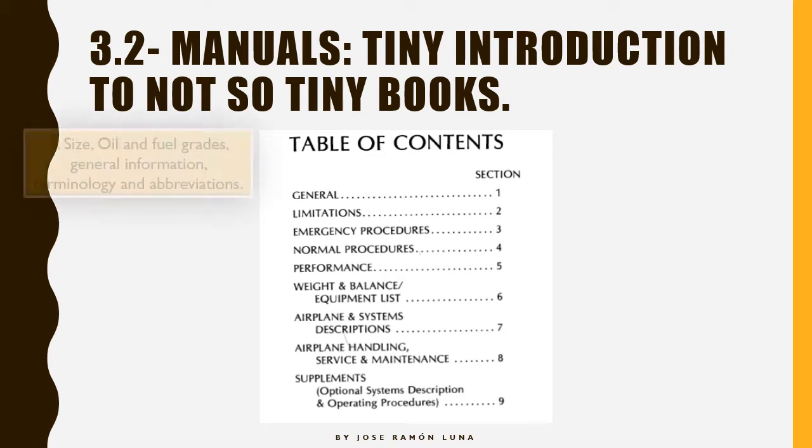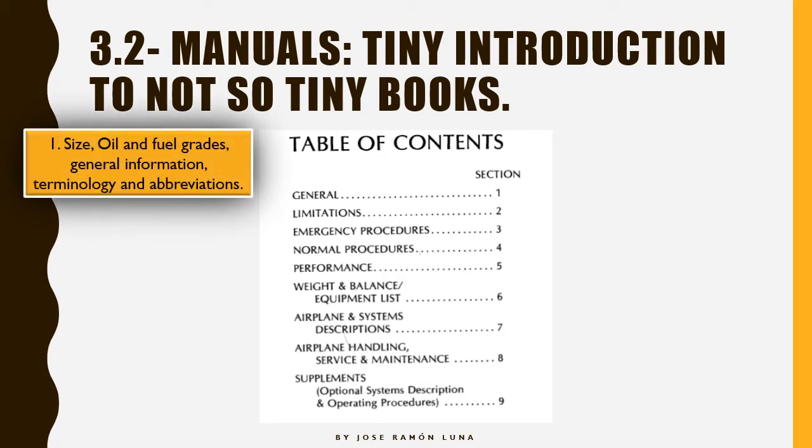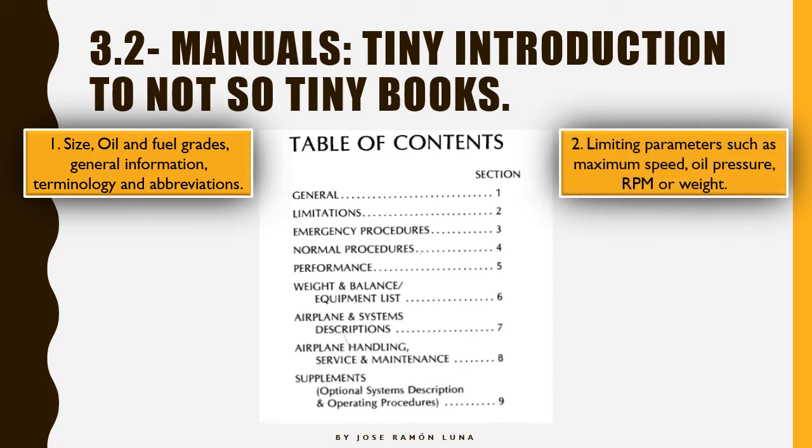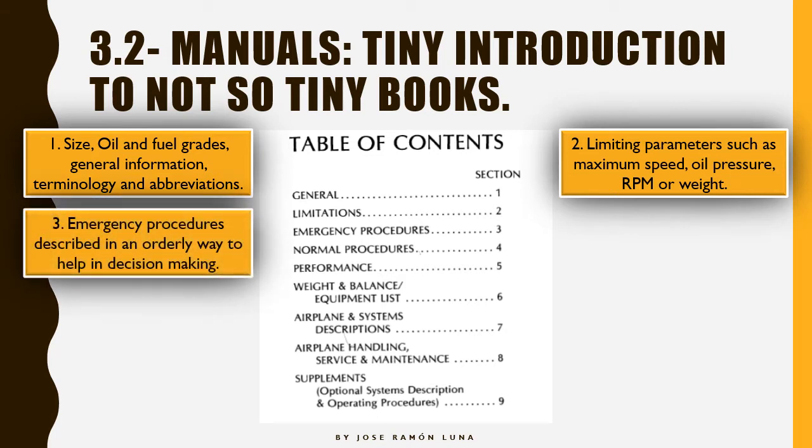The general section is dedicated to aircraft measurements, certain unit specifications, general information, terminology, abbreviations, etc. And then we have the second section, limitations. We can find the limiting parameters for the aircraft, such as minimum and maximum speeds, oil pressure, range, maximum weight, and so on. The third section will be about the emergency procedures. This is a complete summary of the recommended problem solving when encountering an emergency or abnormality. Better to know by heart, but at least now you know where to find them. We will talk about them in the emergency procedures section.